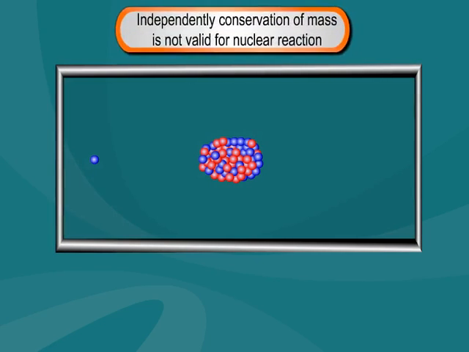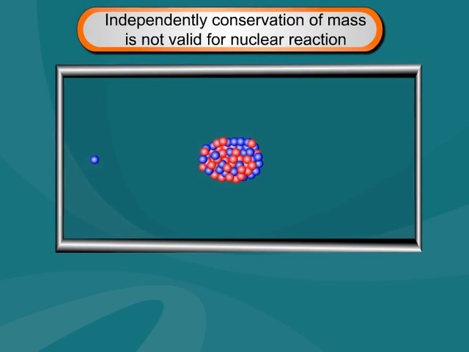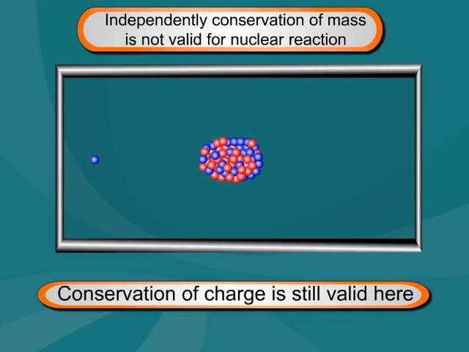Independently, conservation of mass is not valid for high energy particle physics, where mass converts into energy. But conservation of charge is still valid here. Let us understand it by an example.